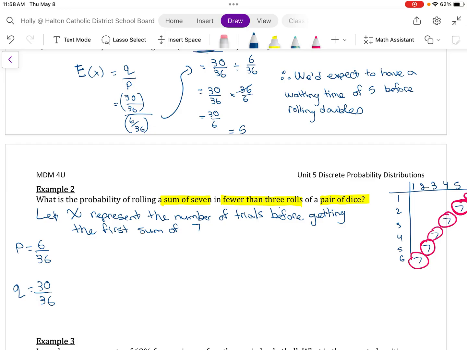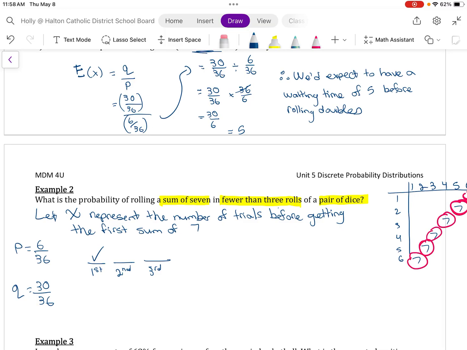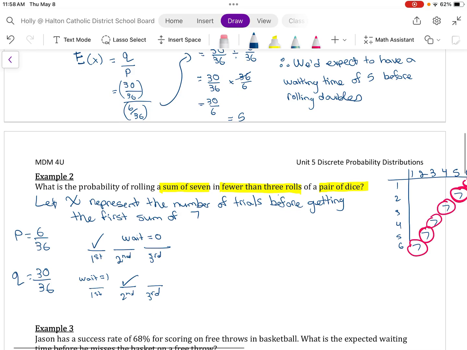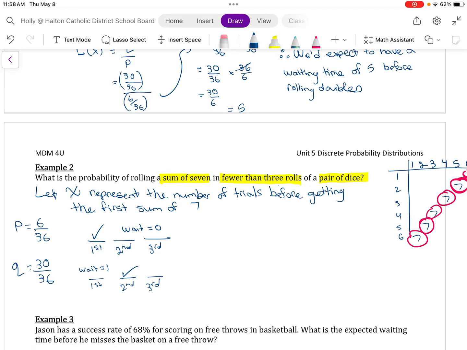So let's look at this. If I have fewer than 3 rolls, so I have 1, 2, 3. So I could get a sum of 7. This is the first, second, third. I can get it on the first one, which would mean I have a weight of 0. I could get it on the second one, which means I would have a weight of 1. And it has to be fewer than 3. So I'm not looking at the third one, so that would not count there.